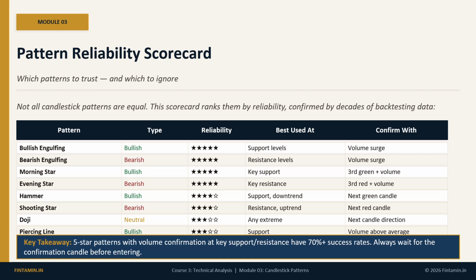4-star patterns are hammer, shooting star, three white soldiers, three black crows, etc. Very reliable but need a confirmation candle. 3-star patterns: doji, piercing line, dark cloud cover, etc. Useful as alerts but require additional confirmation before trading. The takeaway is: focus on 5-star and 4-star patterns. Master those 8 patterns thoroughly before worrying about the rest.